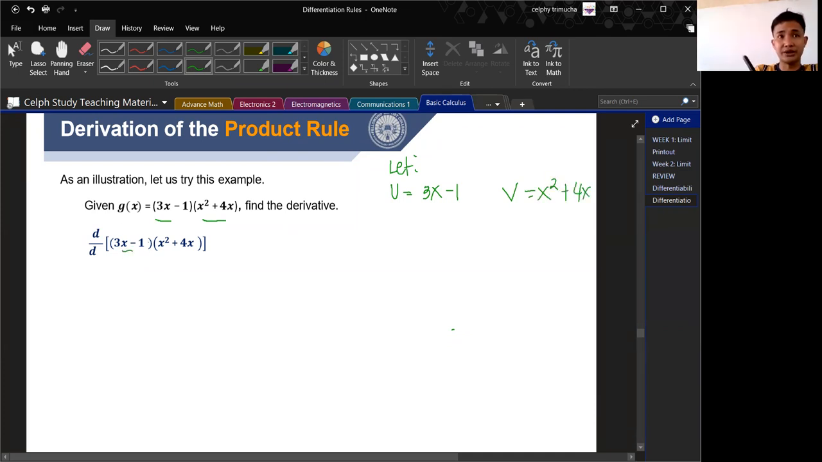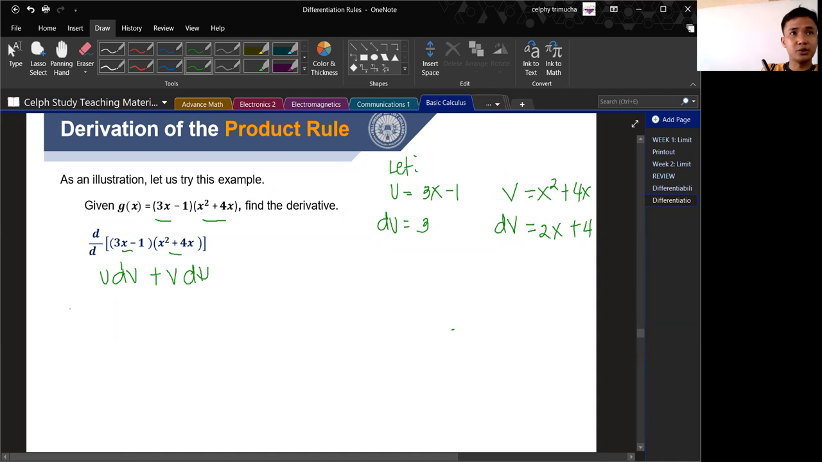So, ang u natin, amo ni aton nga u, amo ni aton nga v. Then, derive kita, we will have aton du. Derivative ng 3x minus 1 will be 3. Derivative ng aton nga dv, derivative ng aton nga v, which is x squared plus 4x, will be 2x plus 4. And then substitute lang natin sa aton nga equation, which is u dv plus v du.